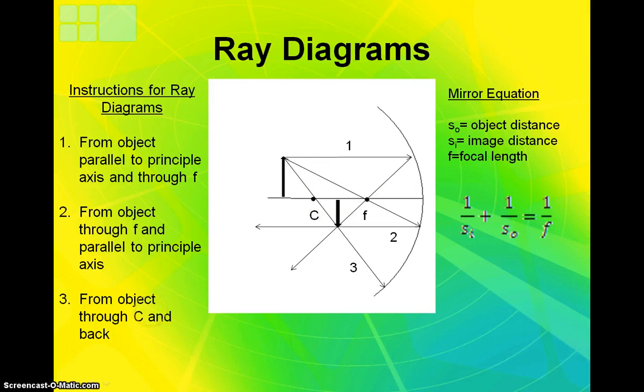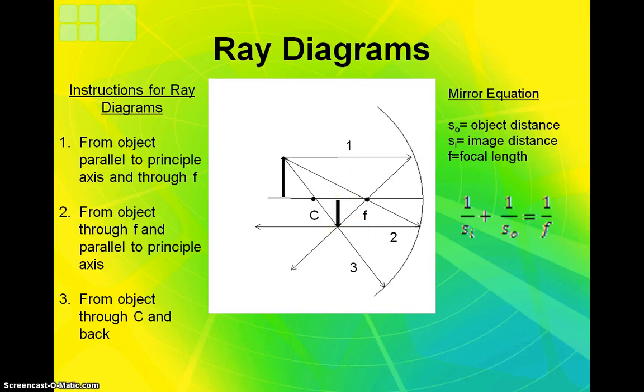The last ray goes from the object through C and back. You really only need 2 rays to draw the image. However, the third one is a check to make sure you did it right. If I start at the tip of the object, I go through C and then hit the mirror and bounce straight back. We see that where all of the reflected rays cross is where the image is going to be produced. The tip of the arrow would be where those lines cross.